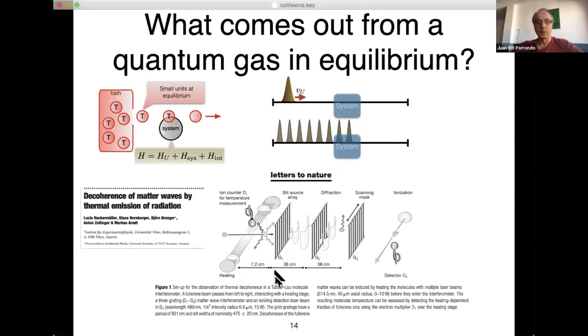So it is this problem of what comes out from a quantum gas in equilibrium, or even what comes out and how what comes out evolves, like here in this experiment. I think this is a nice open question that what we have done could shed some light on, because we have found that the nature of the wave packet associated to each unit is crucial for the evolution of the system. So I will finish with this.